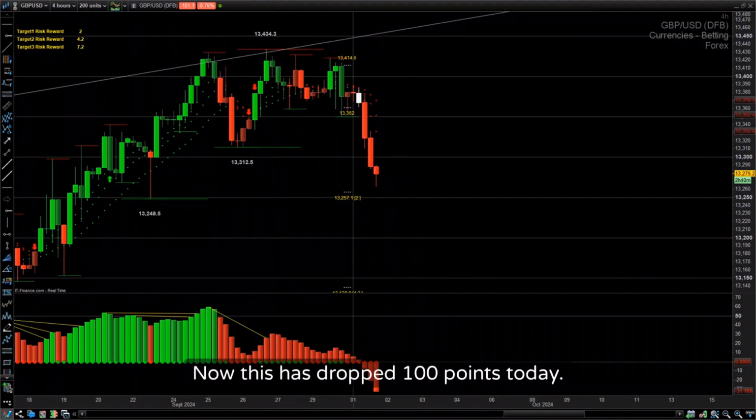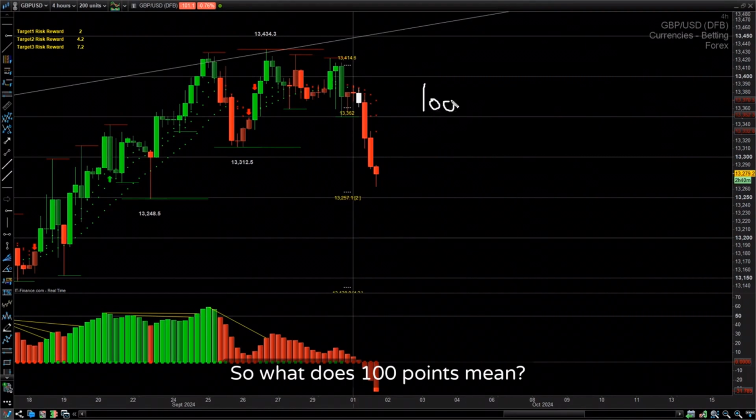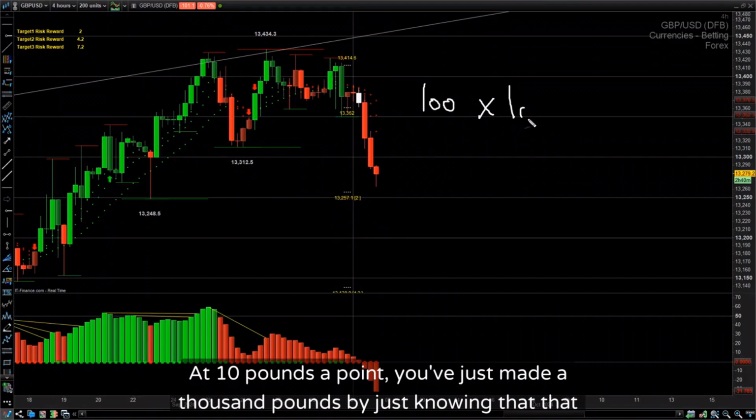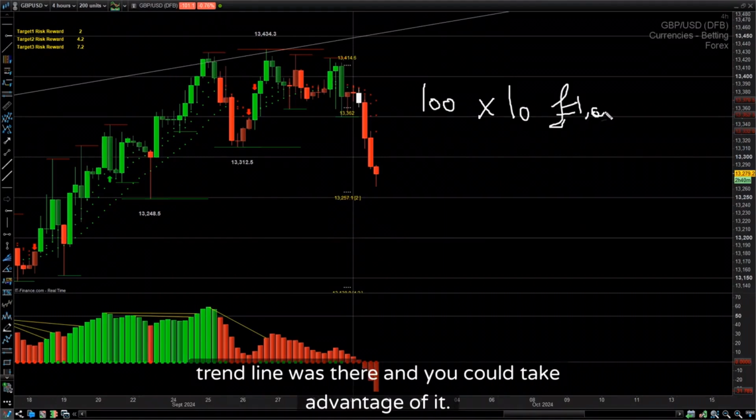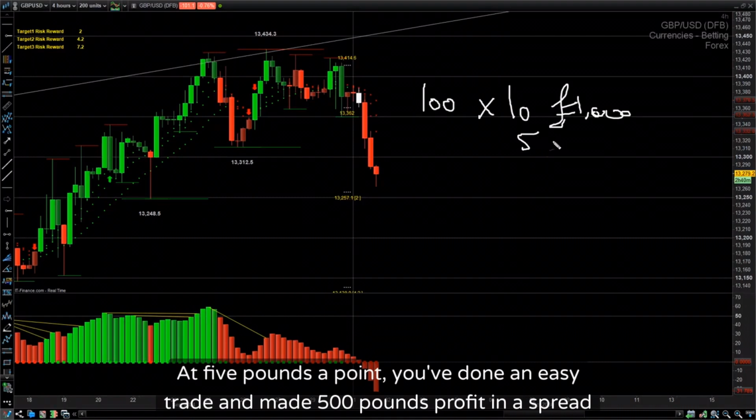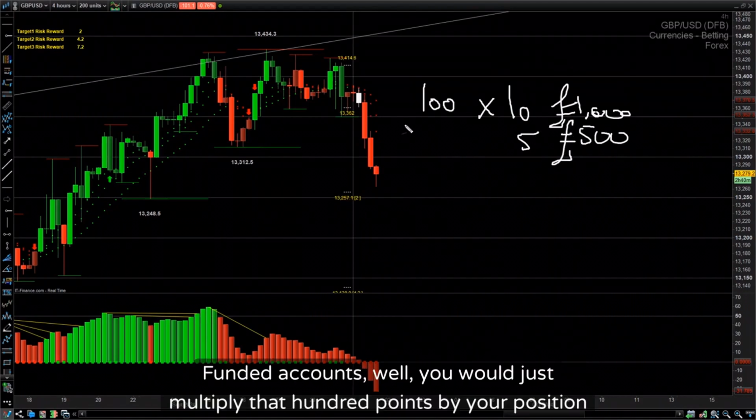Now this has dropped 100 points today. So what does 100 points mean? Well, at £10 a point, you've just made £1,000 by just knowing that that trend line was there and you could take advantage of it. At £5 a point, you've done an easy trade and made £500 profit in a spread betting account. Funded accounts, well, you just multiply that 100 points by your position size, okay?